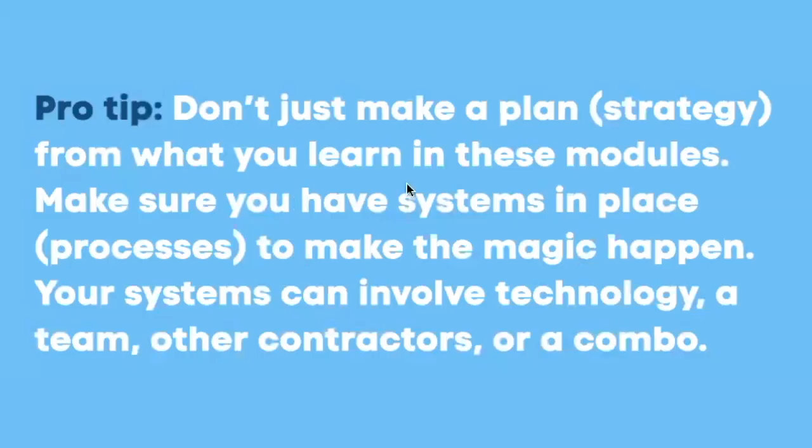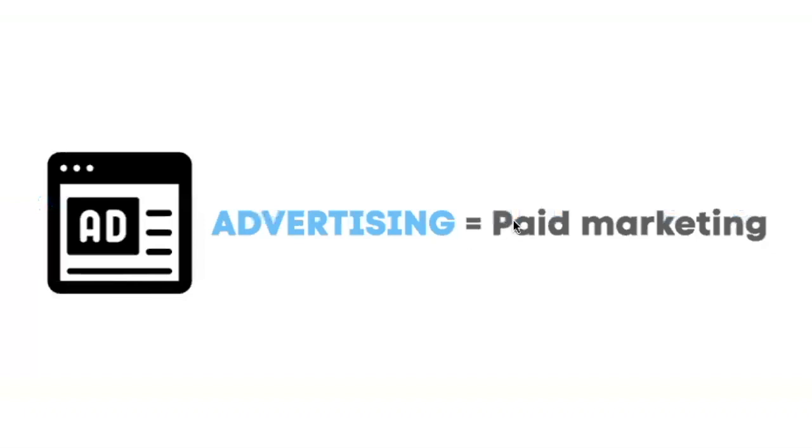A pro tip here is you don't want to just make a plan, develop a strategy from what you learn in these modules. Both are important. You want to make sure you have systems in place. Those are processes to make the magic happen. Your systems can involve technology, they can involve a team, they can involve other contractors, or a combination. So you need a plan to market, you need a strategy to market, you need systems in place, processes to also carry forth with that. And again, advertising right here is going to be paid marketing.